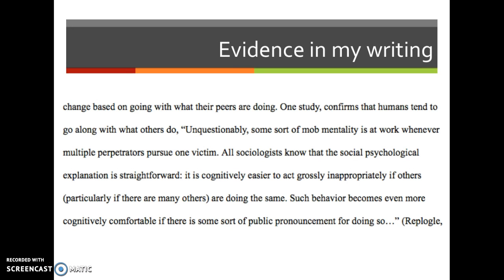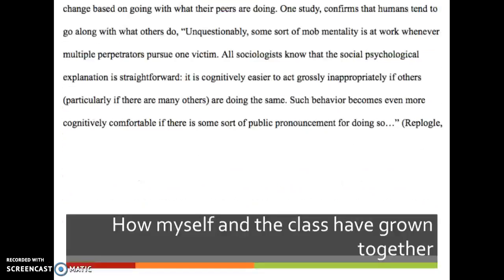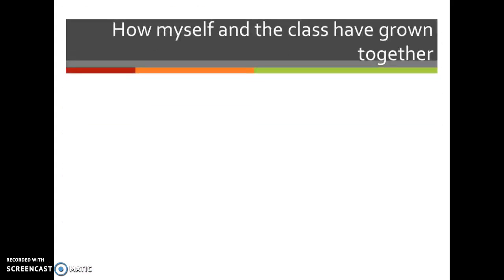Then here's just evidence of using that connection in my writing. I used the psychological approach to explain Orwell's actions of shooting the elephant in regards to mob mentality. Then finally my last slide was just a quick observation on how I have changed through this course and how I have noticed the class change.